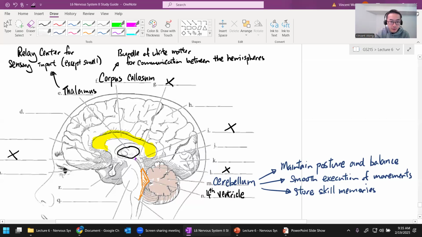Okay, there is a duct right here connecting the third ventricle to the fourth. I believe that is J. Cerebral aqueduct.